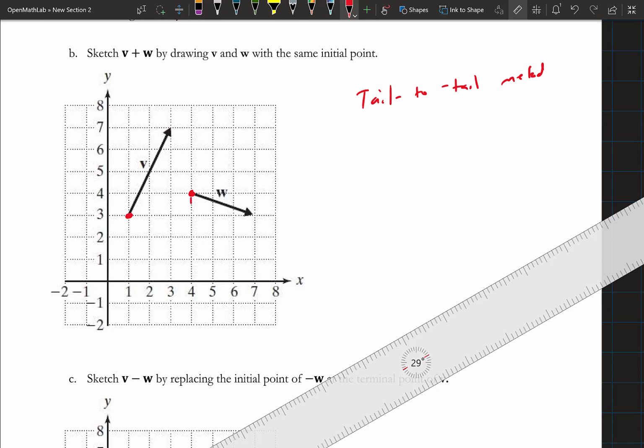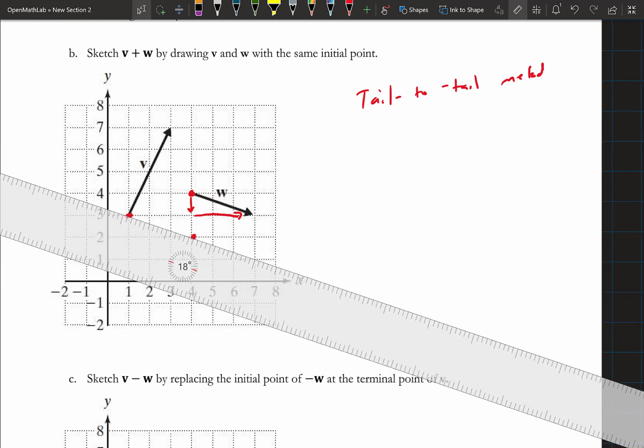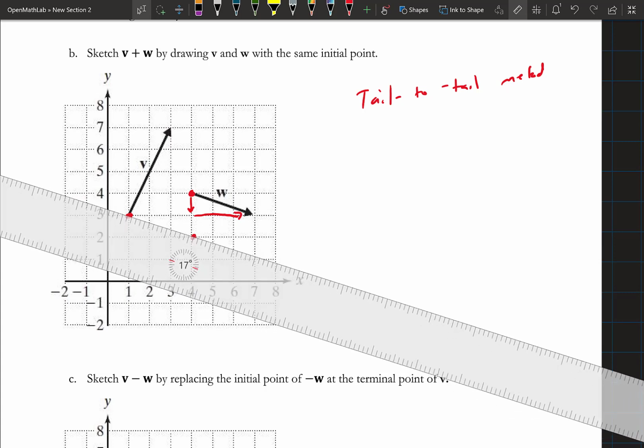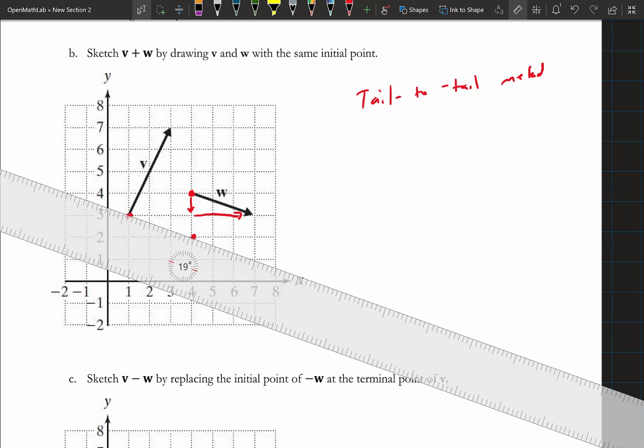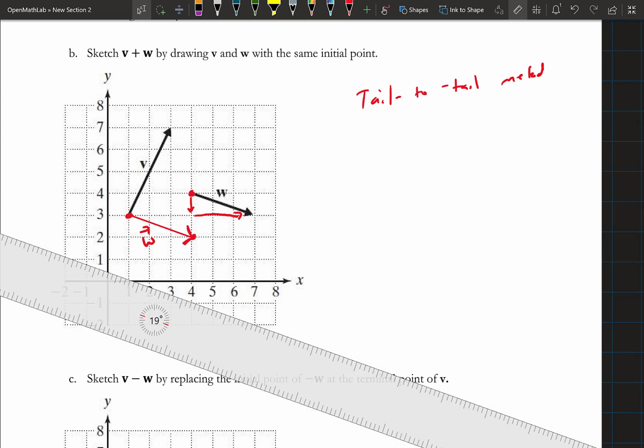Same idea. I'm going to go down 1 unit, and then I go to the right 3 units and draw a point. That's how I get from the initial point to the terminal point. So let me just erase that, and then I'll draw the vector in. So there's w. And then essentially what we do is we turn this into a parallelogram.